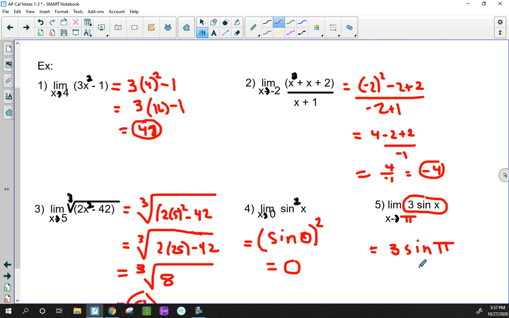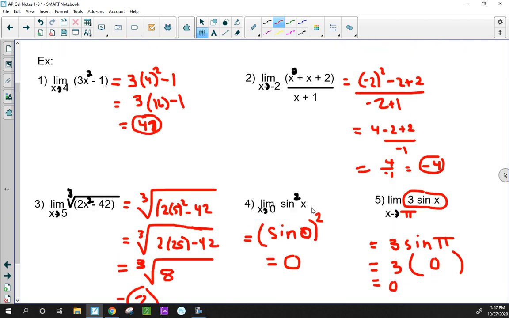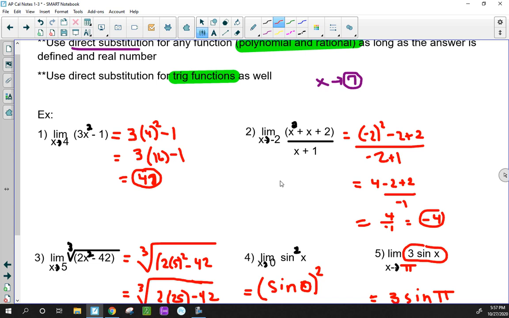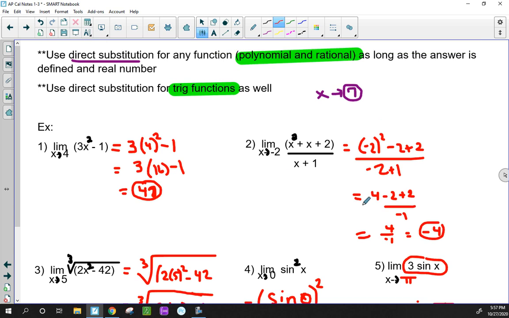And now we go to our unit circle in our head. I'm going to drop my 3 down. Now I'm looking for the sine of 180 degrees, or the sine of pi. The y-coordinate at pi is 0. And so 3 times 0 gives me 0 back. Okay, so those first 5 examples, again, are showing you that it works for trig, it works for rational, and it works for polynomials.